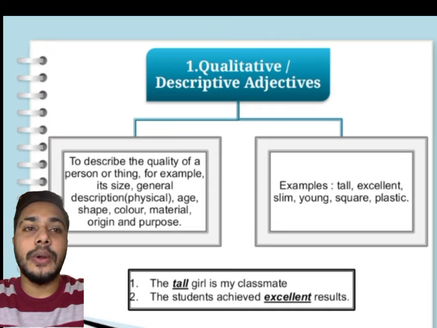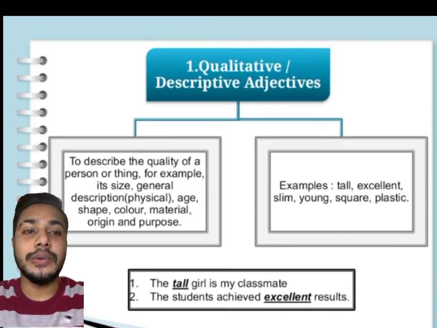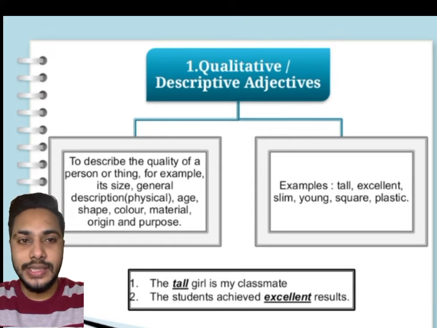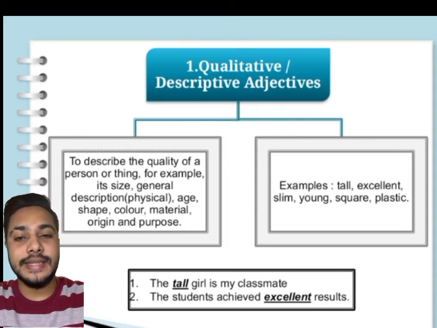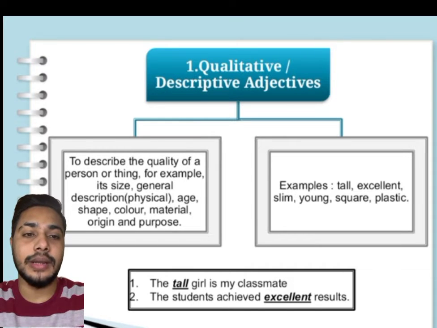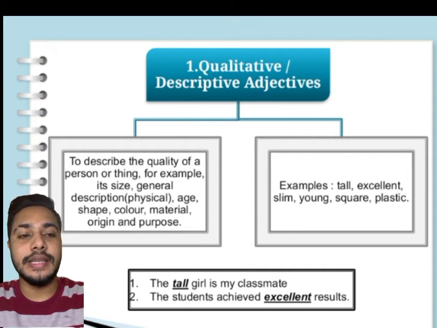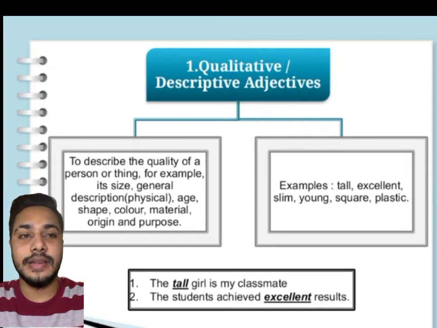The first one, qualitative or descriptive adjective, describes the quality of a person or thing. For example, size. General descriptions are like physical, age, shape, color, material, origin, or purpose. Examples: tall, excellent, slim, young, square, plastic. The example sentences are: The tall girl is my classmate. The student achieved excellent results. These are qualitative adjectives.